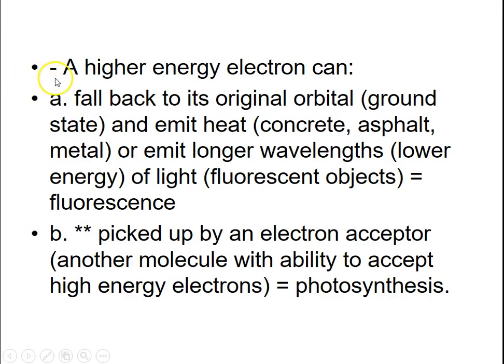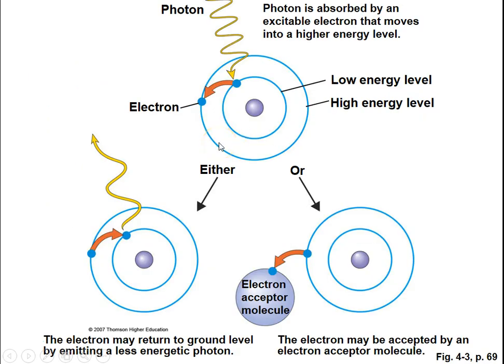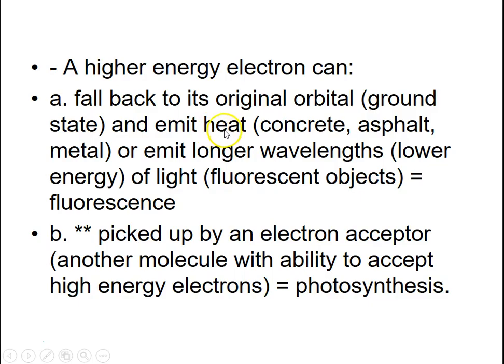Okay? So, this electron with the higher energy can do one of two things. It can either fall back to its original position in the structure of the atom, that is to an orbital or to a shell closer to the nucleus, and that energy that it gained will be given off as, right here, as heat. Okay, be given off as heat.